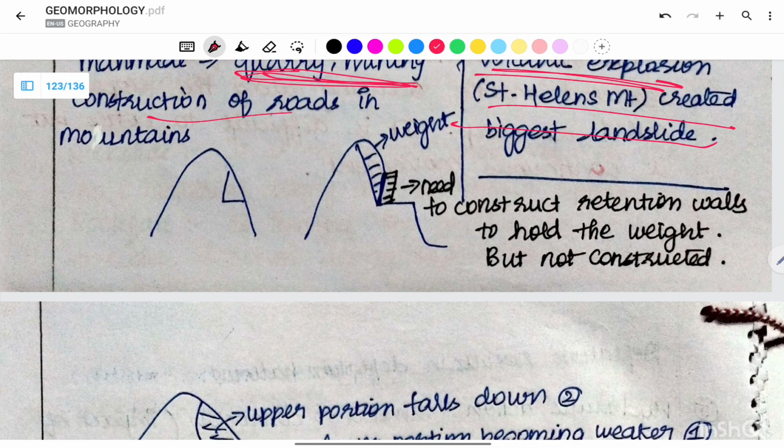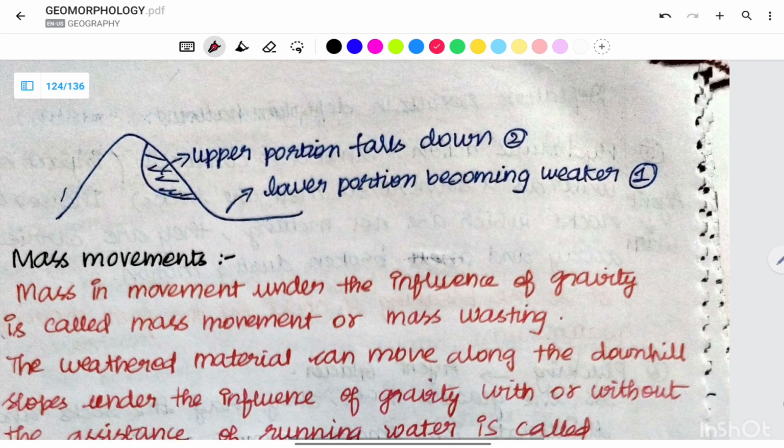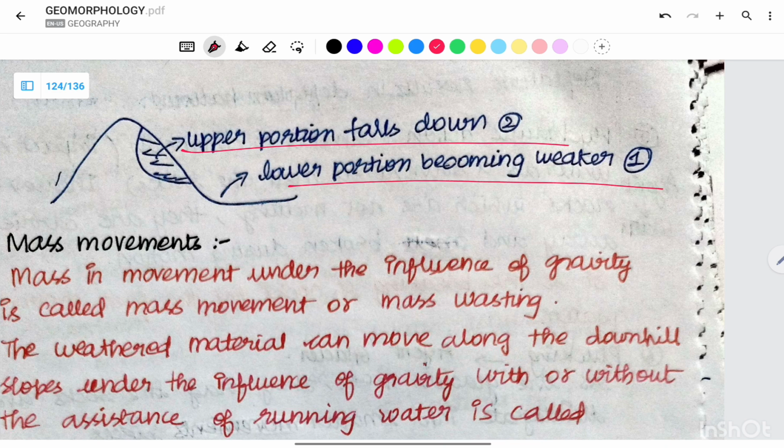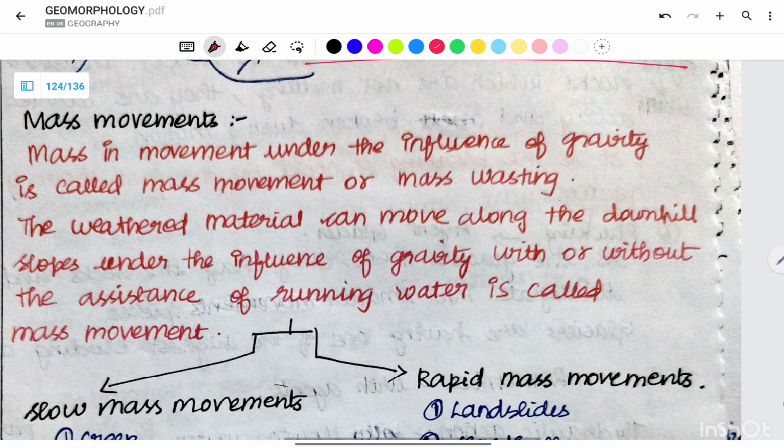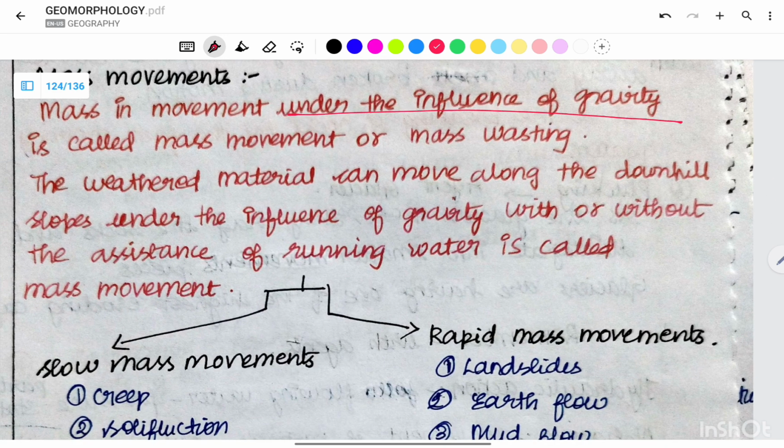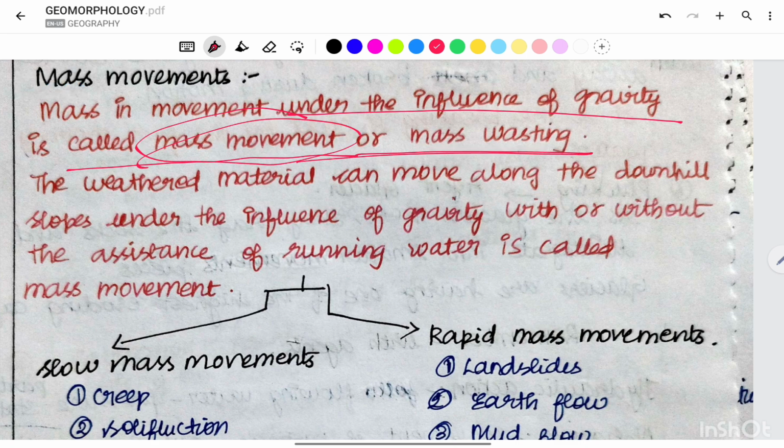Take the construction of roads in the mountains. Now we are constructing a road here in the mountains. It adds weight, so retention walls should be constructed to hold the weight, but they are not constructed. The upper portion falls down and the lower portion becomes weak. So movement under the influence of gravity is what we call mass movement or mass wasting.